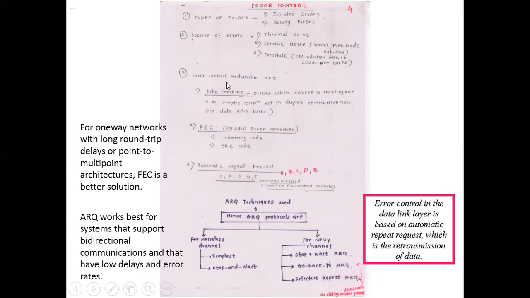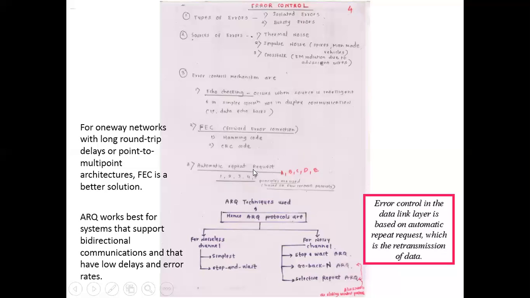Then error control mechanisms are echo checking. It occurs when the source is intelligent. Such types of things you are already aware of. Then forward error correction. As far as this ITCCN subject is concerned, the first 4 units are based on this forward error correction. So we have already seen these FEC techniques.